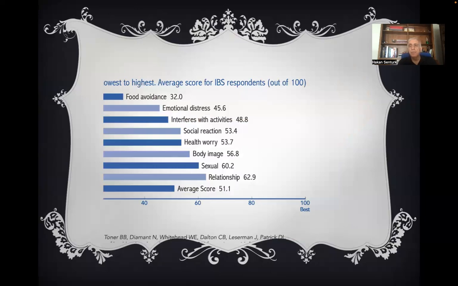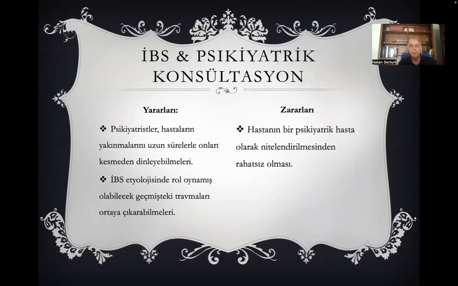So because of this, some special clinics have been developed for the management of irritable bowel syndrome. These are the symptoms: food avoidance, emotional distress, interference with activities, social reaction, health worry, body image, sexual problems, relationship problems. So you see that at least half of the patients are very seriously affected by this condition. In the management of these patients, psychiatric consultation is important, and psychiatrists are more adept at listening to the patients for a long time.